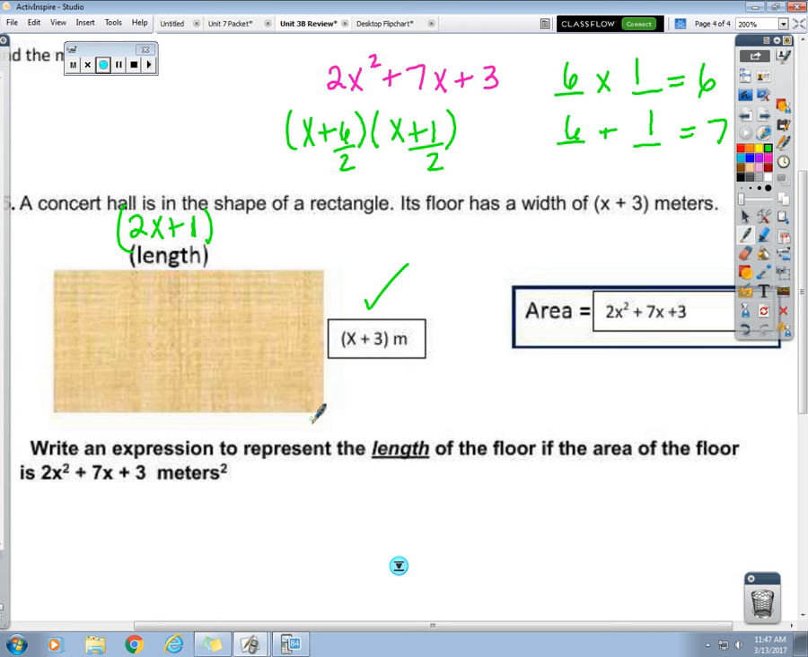Any questions? That's all you do. Okay, this test should not be that hard. You just got to put in a little bit of effort looking over things.